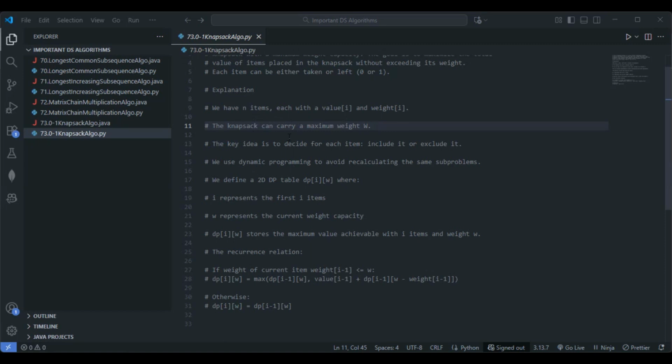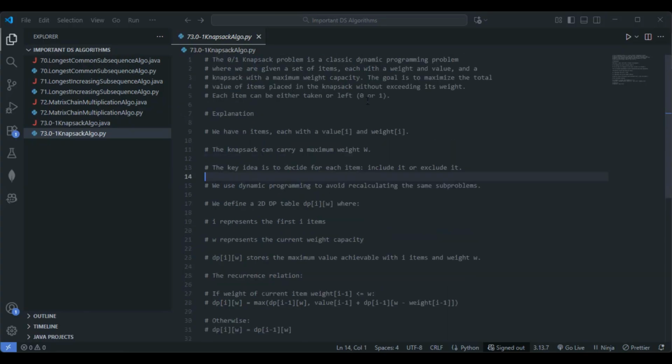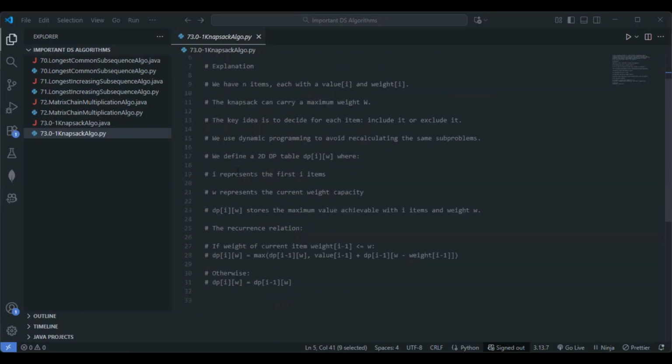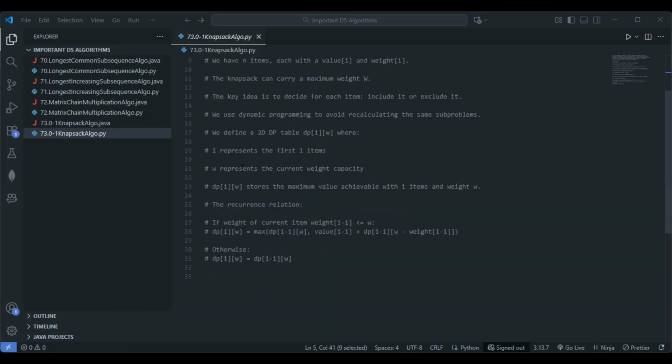The knapsack can carry a maximum weight W, right? The key idea is to decide for each item: either we can include it or exclude it, 0 or 1, right? So we will be making use of dynamic programming to avoid recalculating the same subproblems. That is the reason DP will be so handy sometimes.